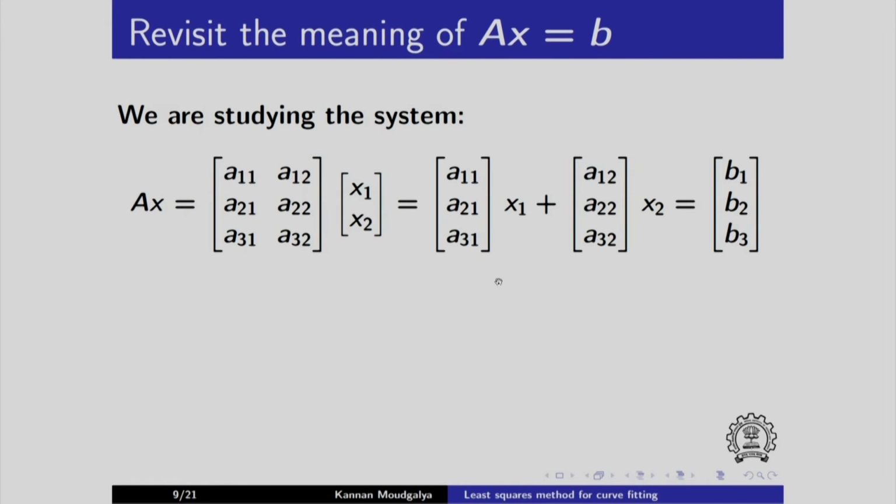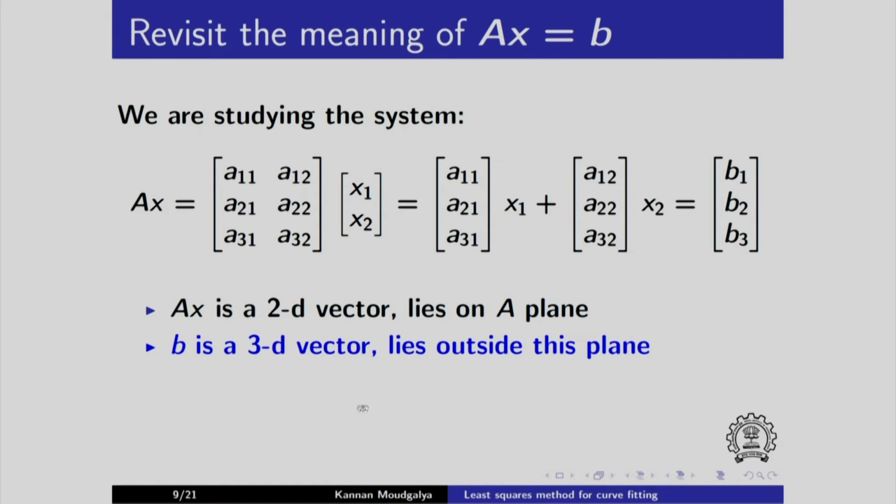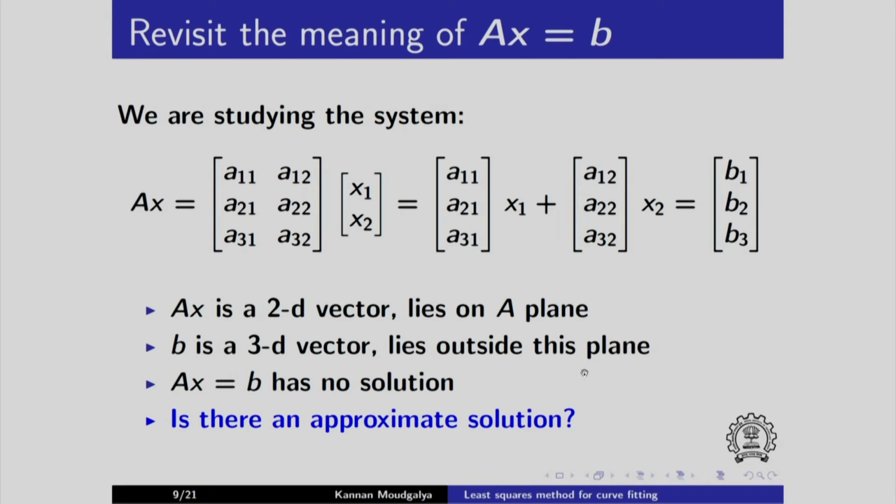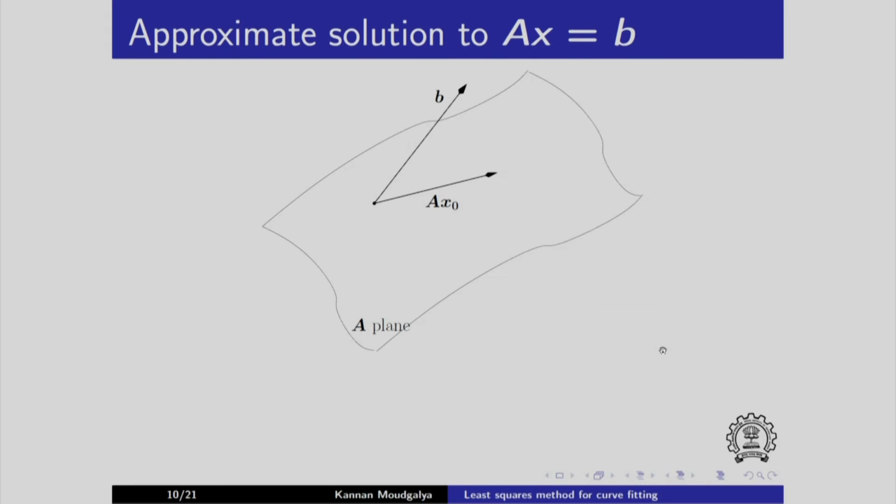Okay, once again let us consider this. Ax equals b. Ax is a two-dimensional vector, it lies in the A plane. B is a three-dimensional vector, lies outside this plane. So we conclude that Ax equals b has no solution. The question is, is there an approximate solution? What is the best solution possible under this situation? We will present the idea geometrically here.